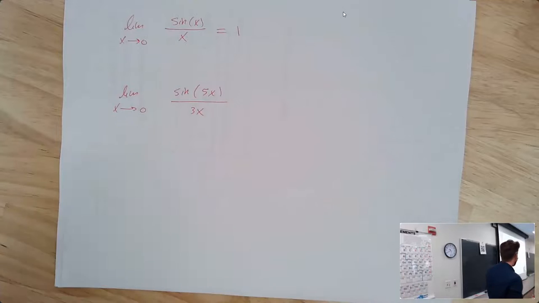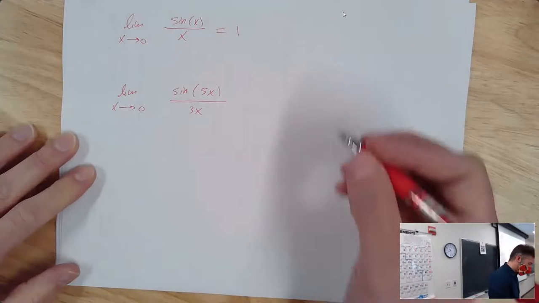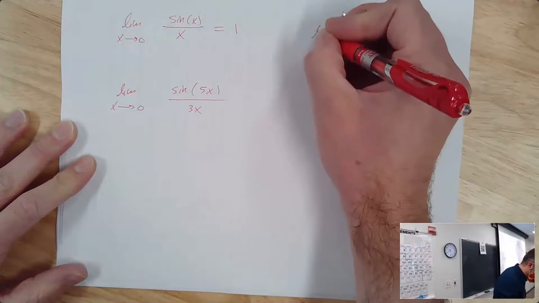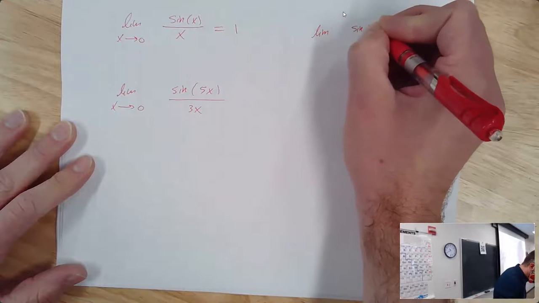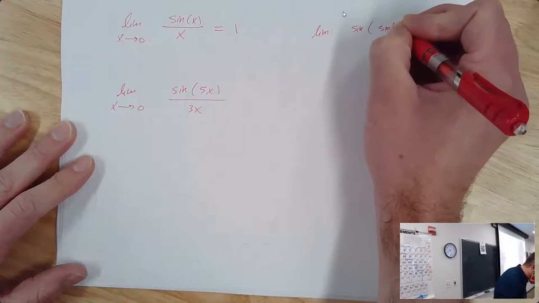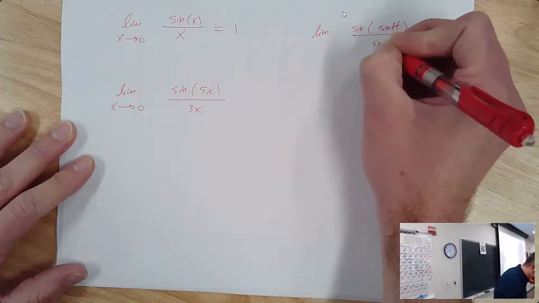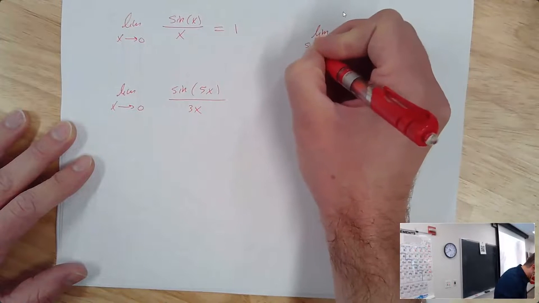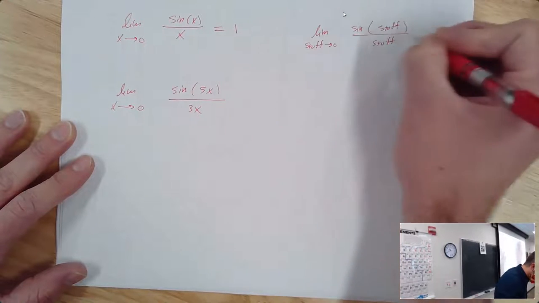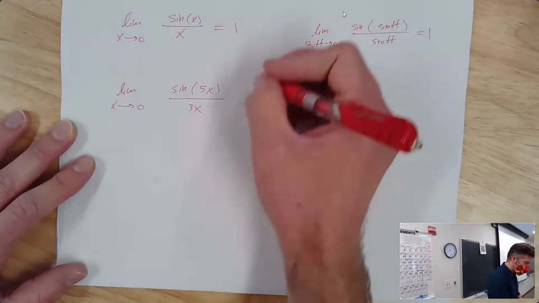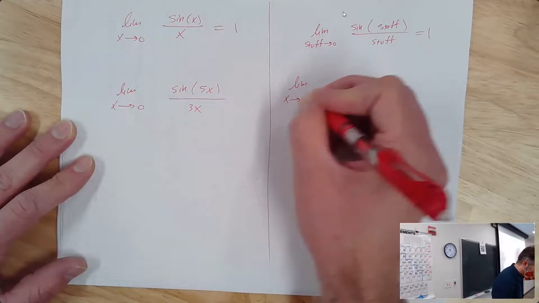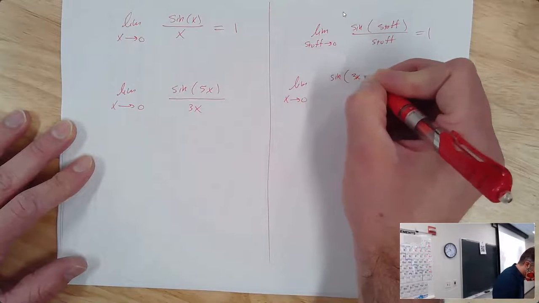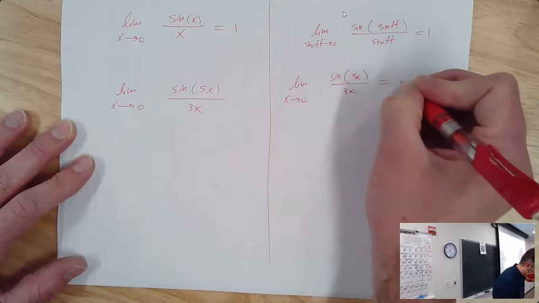So to do this without using L'Hopital's rule, I should say something first. What you really want to know is that, more generally, the limit of sine of some stuff over the same stuff, as the stuff goes to 0, is always going to be 1. Just some real quick examples: the limit as x goes to 0 of sine of 3x over 3x is definitely 1.